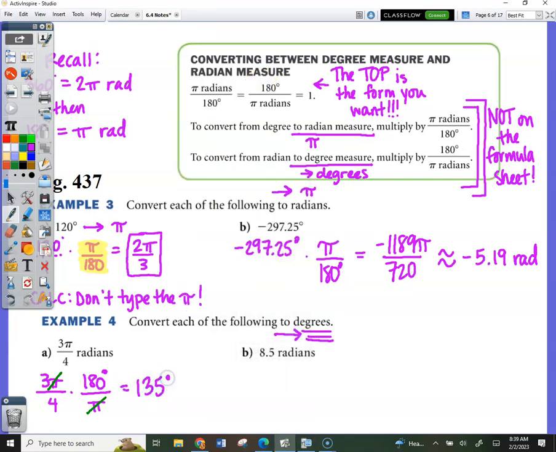Did you type 180 over pi as well? If you enter the pi in the first fraction, it will only give you the correct answer as long as you also entered it in the second one, because it's going to cancel it.